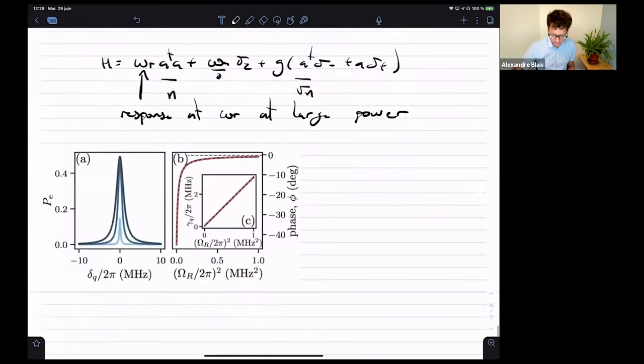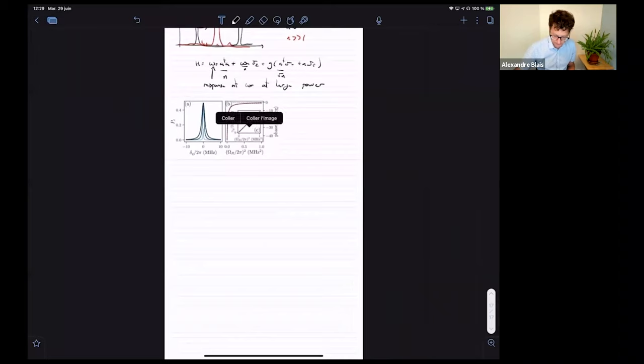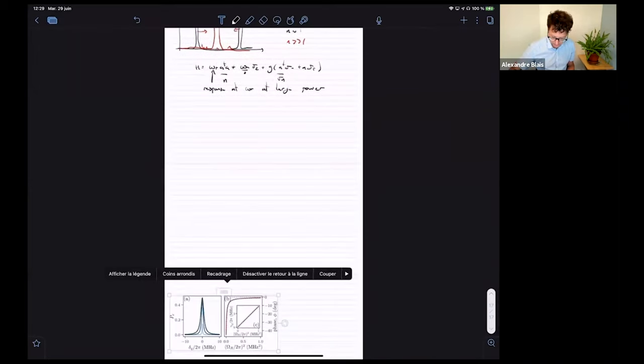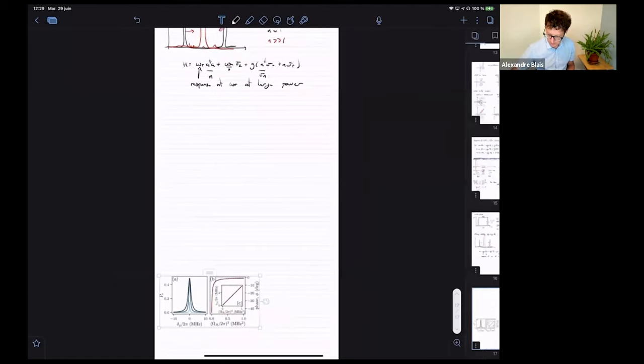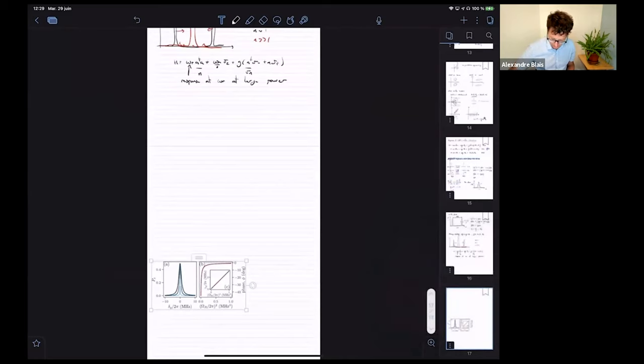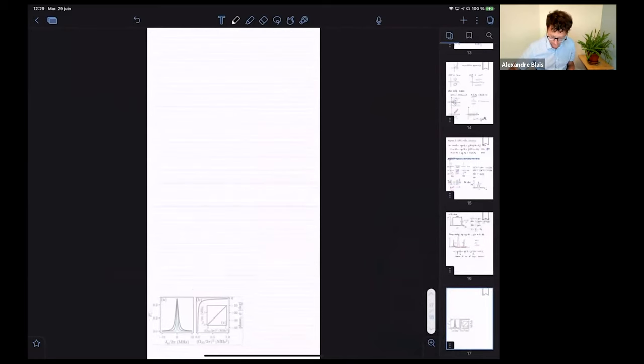I can continue. This is a figure that I placed there because I wanted to show it later. Let me try to hide it. Hide it more. Okay. So we're ready to continue.